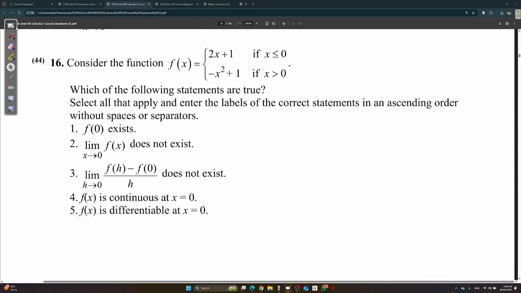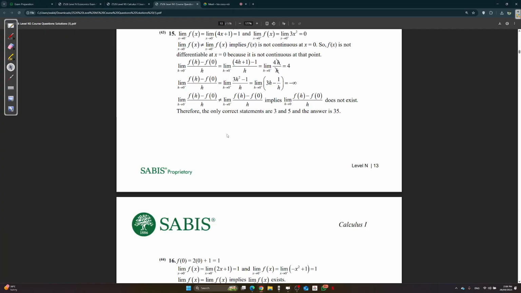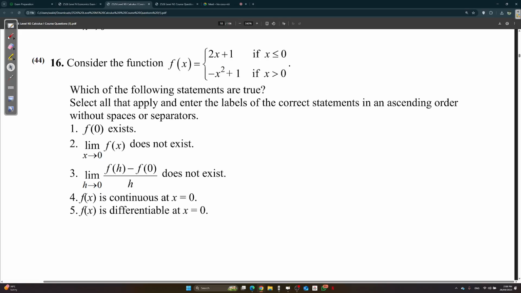Okay, now 16. Consider the function here. Same thing, select all that apply. What are the answers so we know what we're doing? 1, 3, 4. Okay, let's see. 1, 3, 4. Which of the following is true? Let's check them one by one. You have 2x plus 1 if x is less than or equal to 0. And you have negative x squared plus 1 if x is greater than 0.